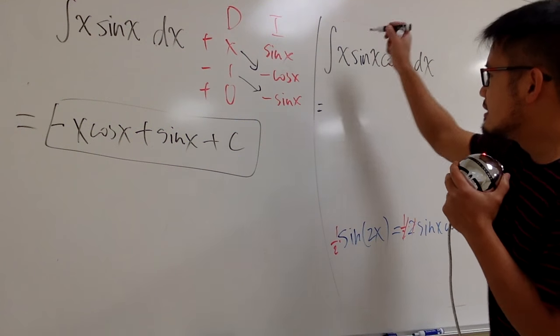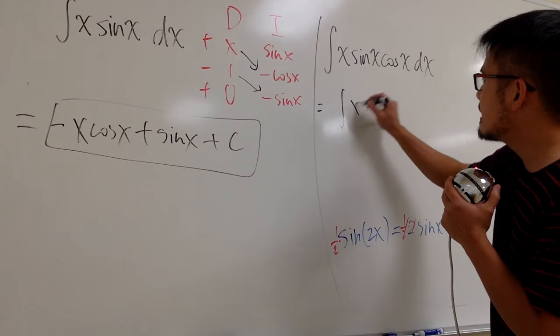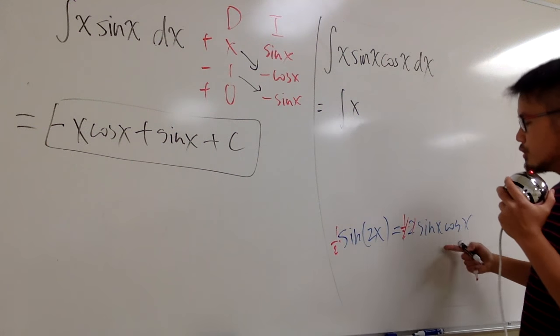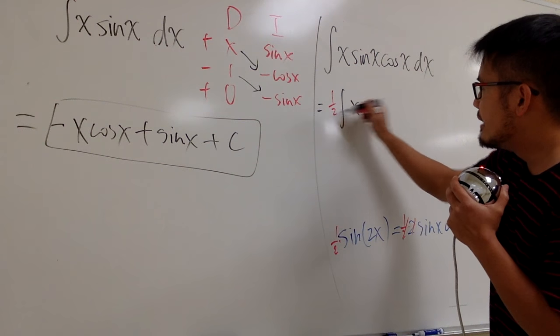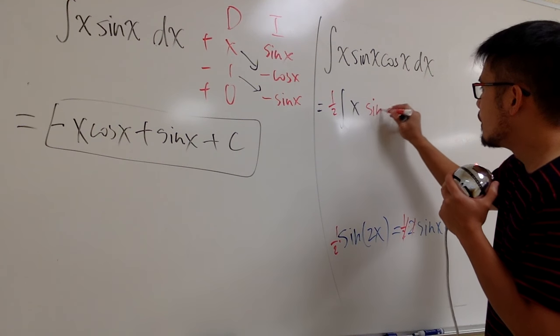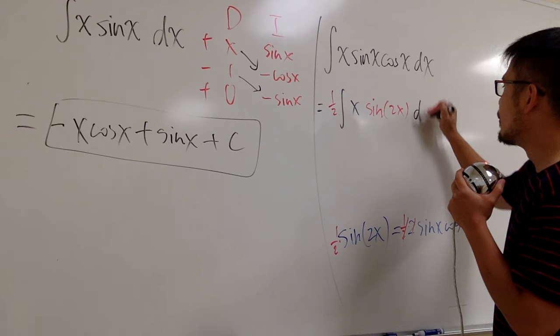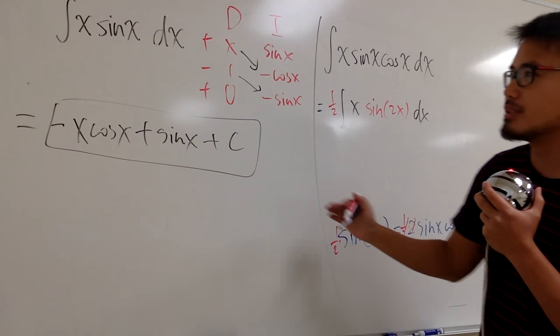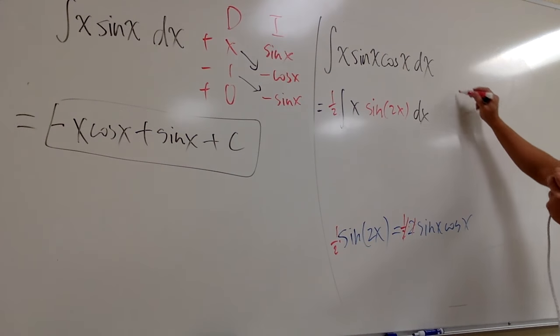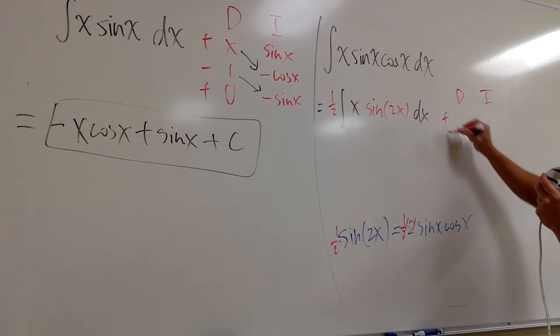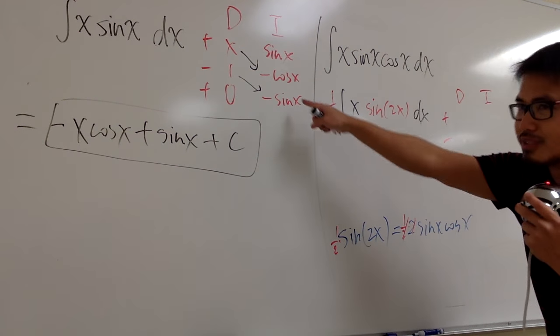So right here, this is the same as integral x times sine x times cosine x, which is right here, which is going to be 1/2. Let's put a 1/2 in the front. And then we still have the sine of 2x. This is so nice because now this is just pretty much the same as that. So DI method once again, let's put it down right here. D and the I, plus minus plus. 0 is enough, just like that.